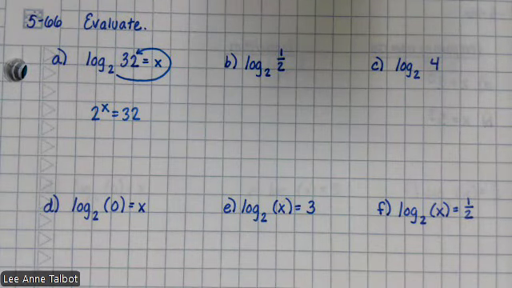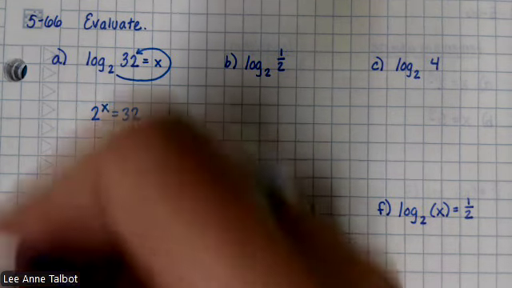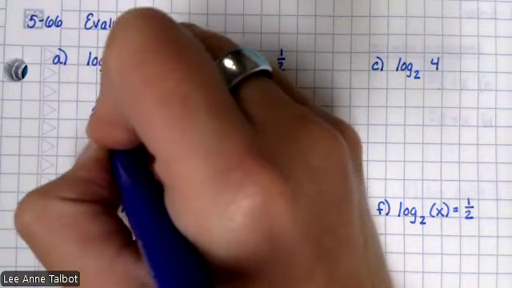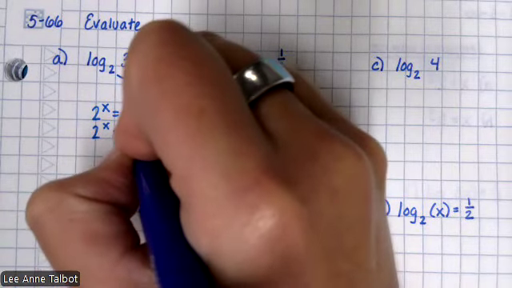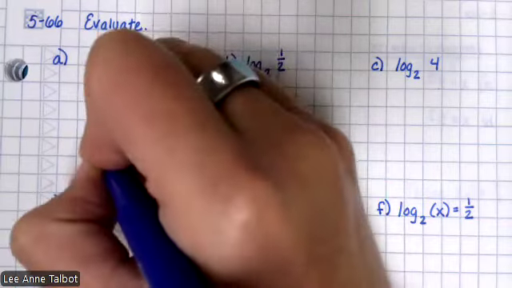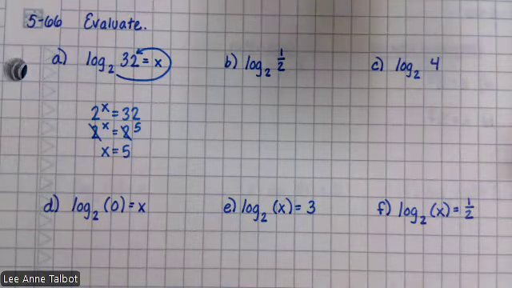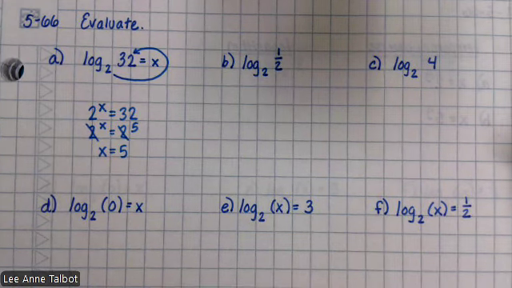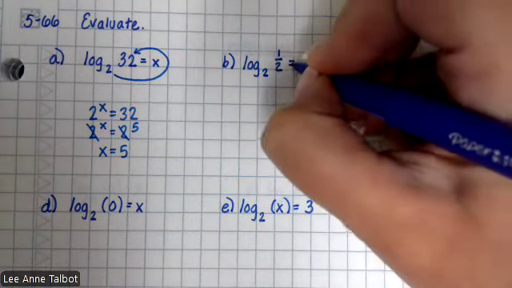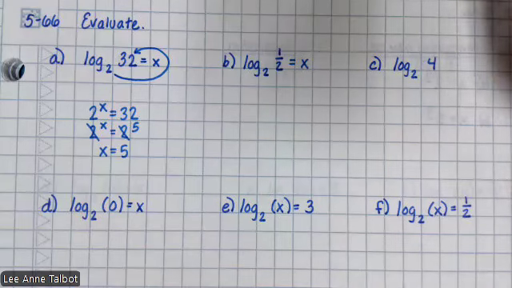Then it becomes the same base exponential problem. 32 is 2 to the what power? 5. 2 to the x equals 2 to the 5. Cancel, cancel. X equals 5. Okay, B, nothing there, but equals x.